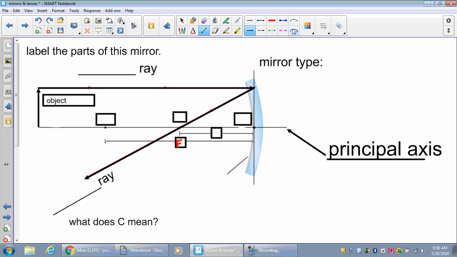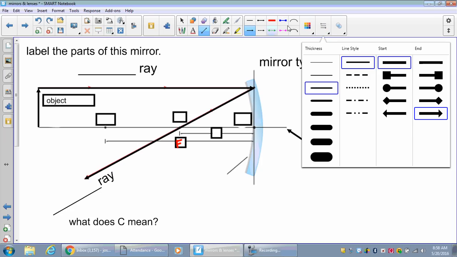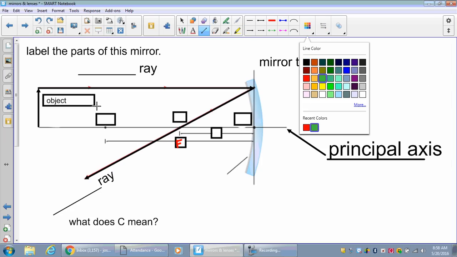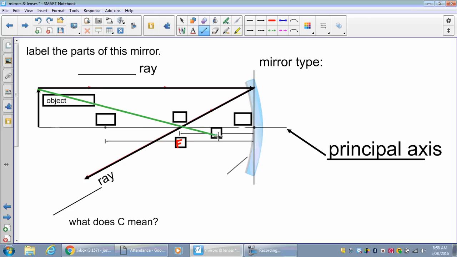Okay. The rule for line 2, very, very easy, right? It's very easy, is you're going to go the opposite way. So instead of parallel and then through the focal point, go through the focal point, and then straight along the principal axis. Okay, and where these two lines intersect is going to be your image.